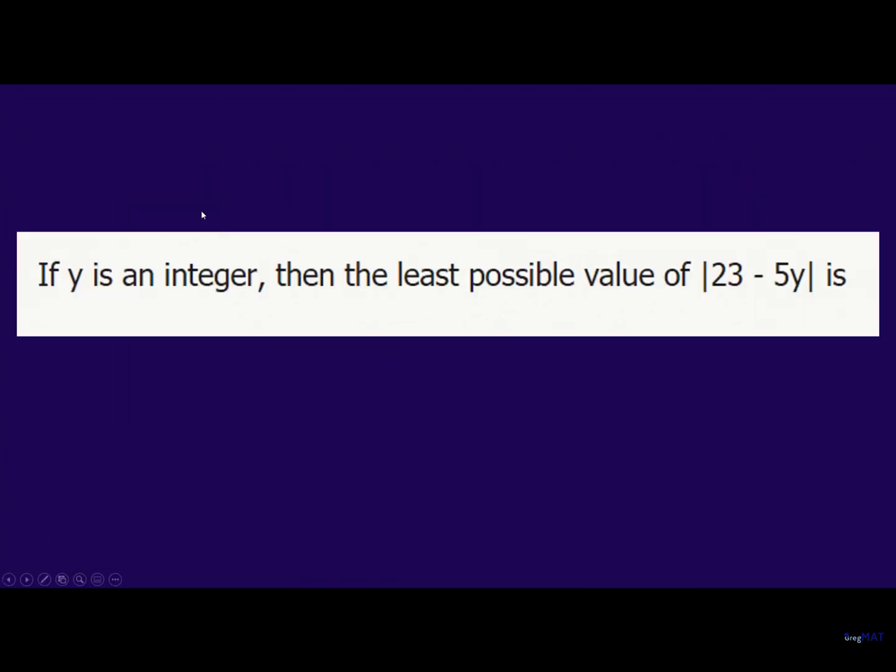If y is an integer, then the least possible value of this expression is what? And then let me add on a little addendum. What is the least possible value? Or what is y when this is at the least possible value? So not just an integer, just what is y at the least possible value? All right, guys, I'll give you a minute or two.